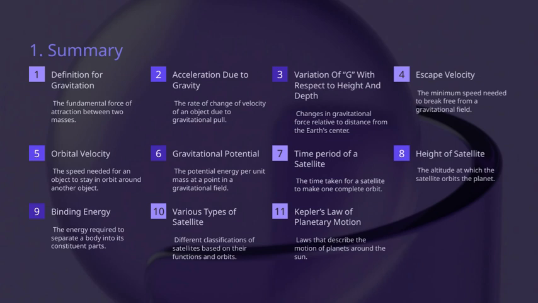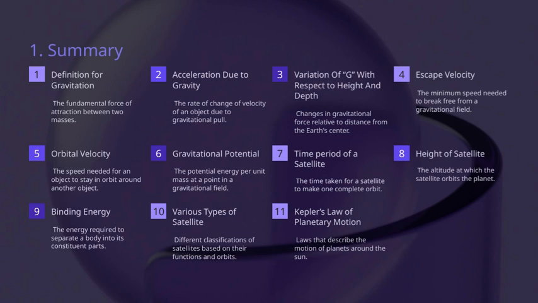Moving on, Kepler's law of planetary motion describes the laws governing the orbits of planets around the Sun. These laws help us understand the motion and predict the paths of celestial bodies. Then, there's the time period of a satellite, which is the time it takes to complete one full orbit around the Earth. This period depends on the satellite's altitude and velocity.